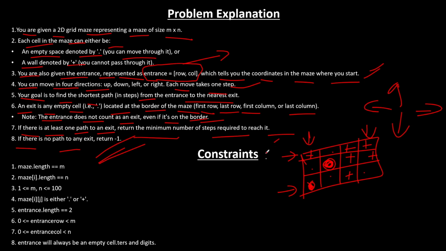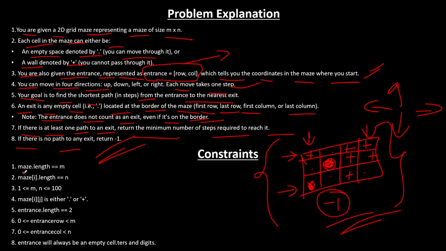You are standing in a maze, and this is your entrance, and you cannot claim the entrance as your exit, even if it is in the last row, last column, or first column. You have to find the minimum steps required to reach the nearest exit. That's all. If there is no exit, you have to just return -1 in that case. The question is pretty straightforward and simple.